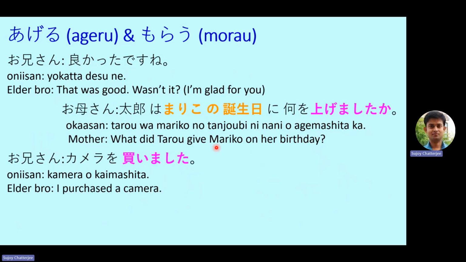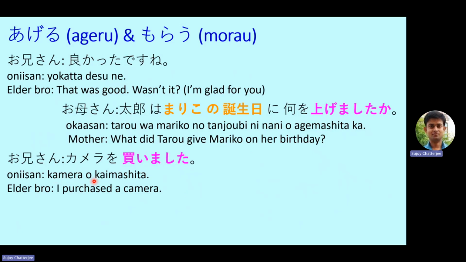So what did you give? Because he is yet to give. Understand the difference here. So the mother is asking, what did you give to Mariko? So Onisan is yet to give that birthday present camera to Mariko, but he has already purchased it. So that's why he cannot say that I have given because he has not yet given.